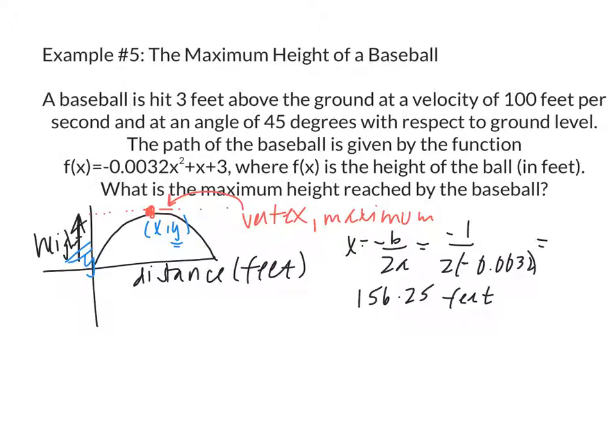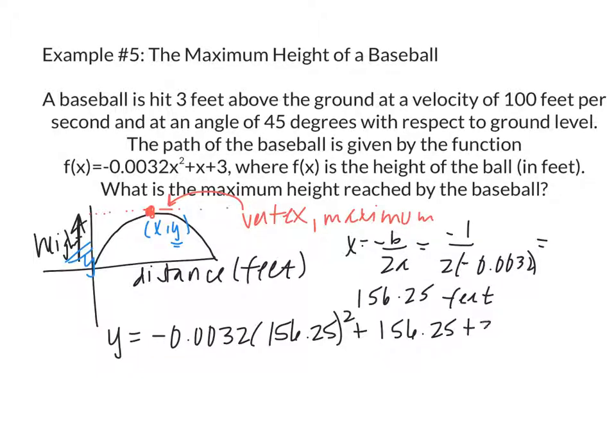They're asking for the maximum height. So then we would say y equals negative 0.0032 times 156.25 squared plus 156.25 plus 3. If you type that all into your calculator as a final answer, you'll get 81.25 feet. So the ball reaches a height of 81.25 feet.